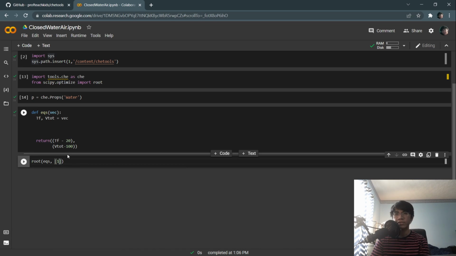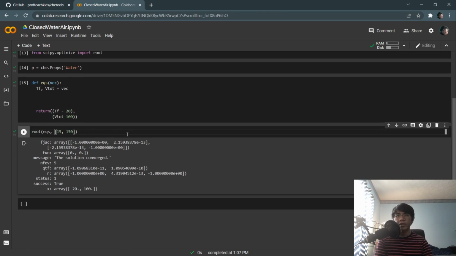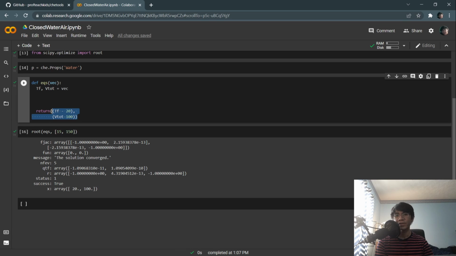So we know the temperature is 20. Let's just say we guessed it was 15, and then we also guessed for volume total, maybe we said it was 150. We're going to go ahead and evaluate that. Okay, so it does give us 20 and 100. So it did solve the equation we had, right?